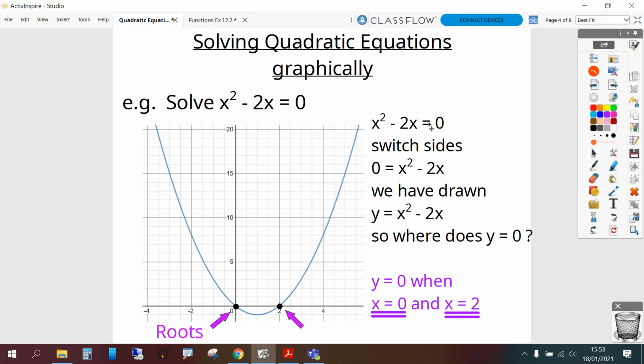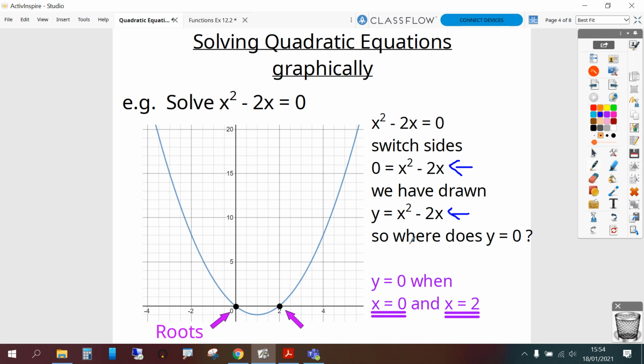Why is this? Well, x squared minus 2x equals 0 is what we're asked to do. If we switch that around, we get 0 equals x squared minus 2x. Now we have drawn y equals x squared minus 2x. So you can see that here and here we've got almost the same thing. But we've changed y and made it 0.